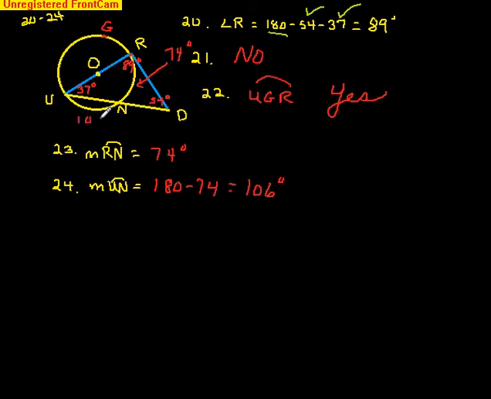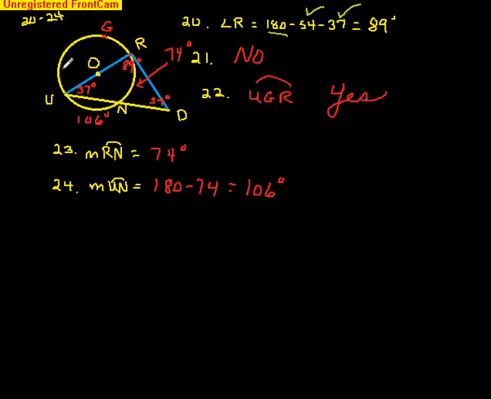Something doesn't quite look right, does it? 180 minus 74 is 106. Let me just check the answer. It could be my picture. Yes, 106. That's my picture.